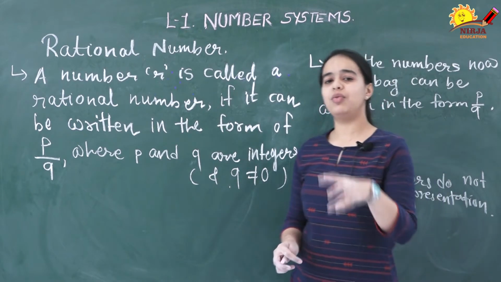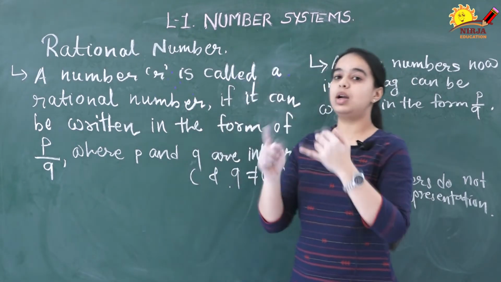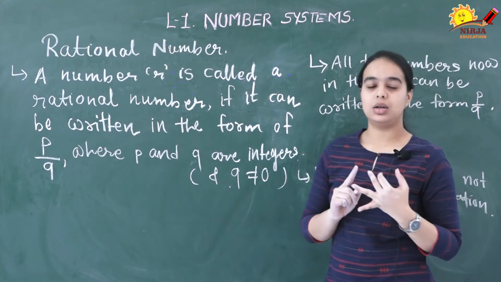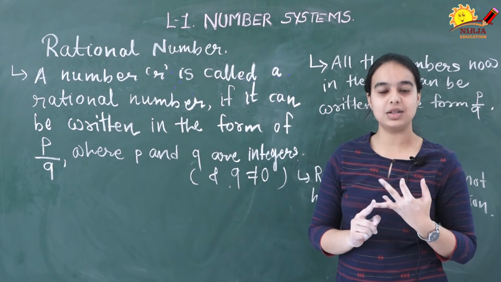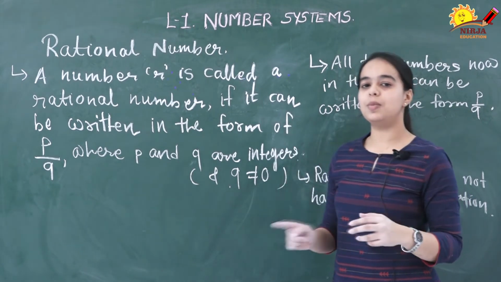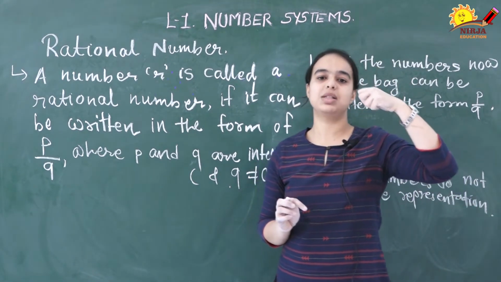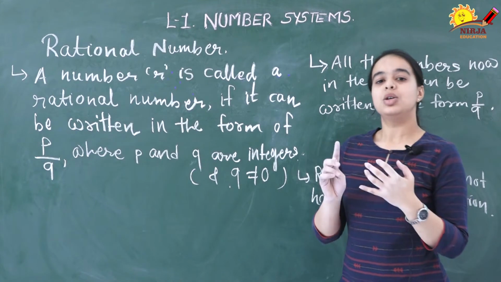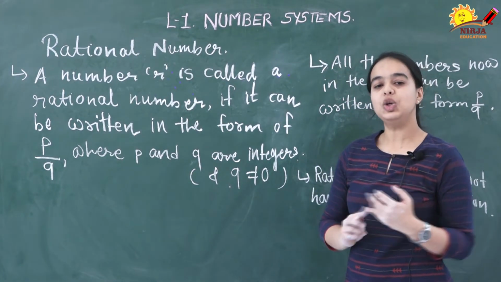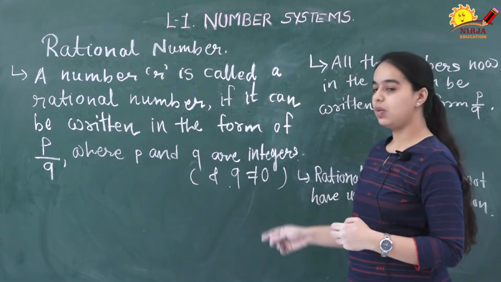Just now we have collected many numbers in our bag. There were some natural numbers, some whole numbers, and negative numbers, right? So all the numbers we got at the last, we said these numbers are called rational numbers. Every rational number we can write in the form of p by q, where p and q are any integers and q is not equal to 0.